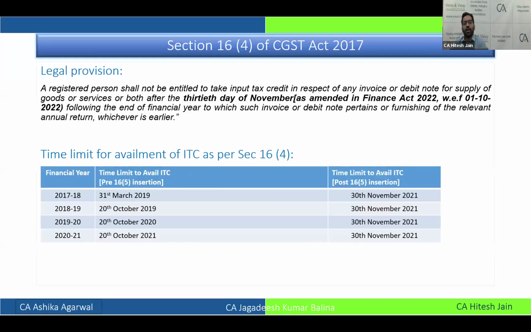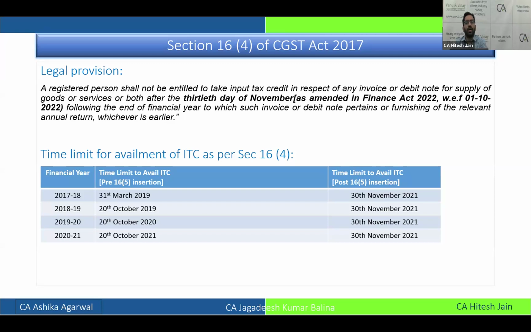First of all, we should understand 16.4. It is a restrictive provision which was inserted since the inception of the GST law in the provisions of Section 16 of the CGST Act. 16.4 specifies the time limit to avail ITC with respect to an invoice or debit note pertaining to a particular financial year.